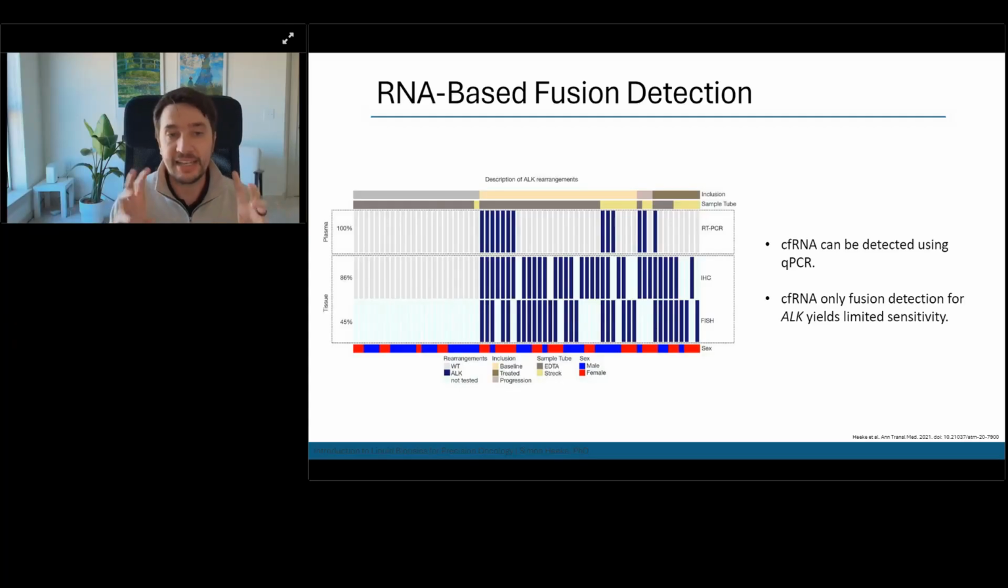But we didn't detect any of those fusions in patients where we know that there were no rearrangement present based on tissue analysis. So while this was very, very promising and really demonstrated that circulating free RNA can be used for the detection of gene rearrangements, we were really not that happy with the sensitivity that we had there. So it really seems like this is a promising approach, but we really need to boost sensitivity.